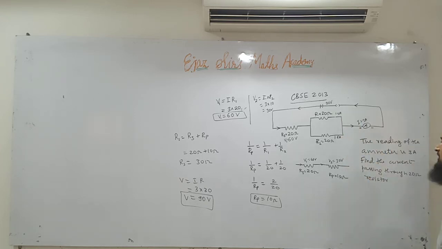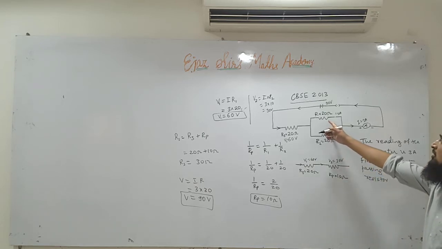Out of that 1.5 will be divided, and again it will become 3 amperes and it will go through the circuit. So what will be the current through the 20 ohm resistor? It will be 1.5 ampere. How can we solve? We can apply Ohm's law here.